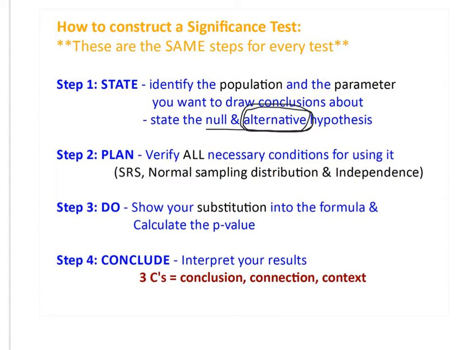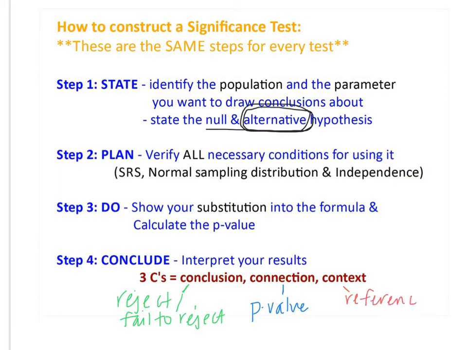Just to make sure that we all know, these 3 C's stand for conclude, connect, and context. The conclusion is where I reject or fail to reject. So it's what I conclude based on my p-value. The connection is where I write my p-value, or I have the p-value in my conclusion. And then context is when I reference the problem, or I reference the parameter. So those are my 3 C's of the conclusion or the interpretation.